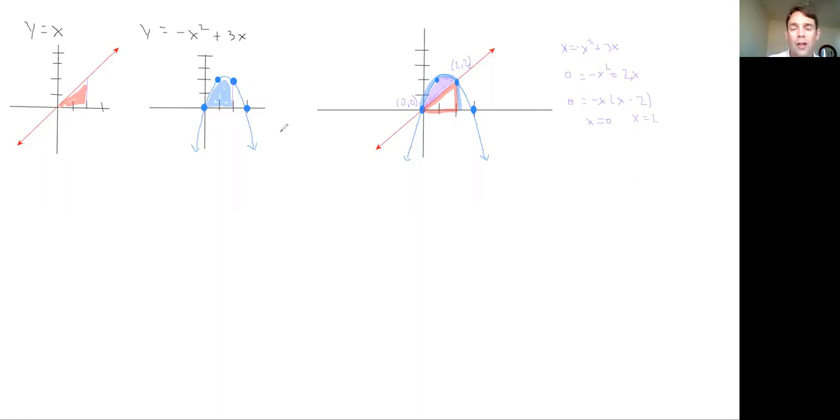So if I wanted to find that area in between, one way I could do it would have been to find the area of the blue underneath the parabola from 0 to 2. That's not the color I wanted. So it'd be from 0 to 2 of negative x squared plus 3x.